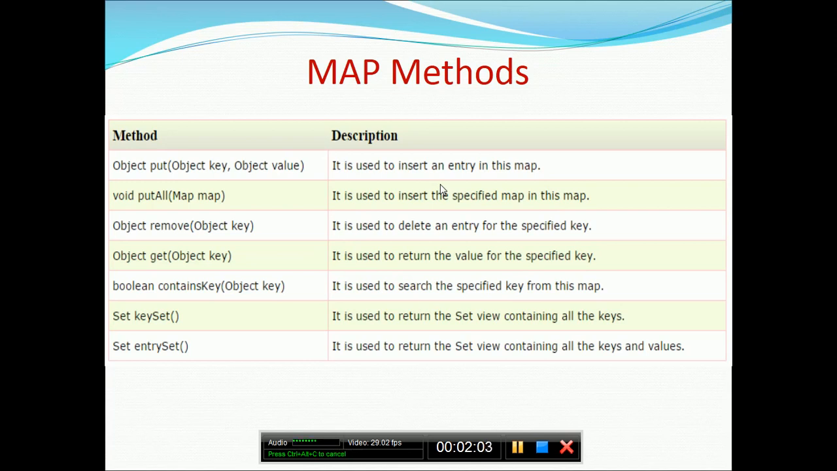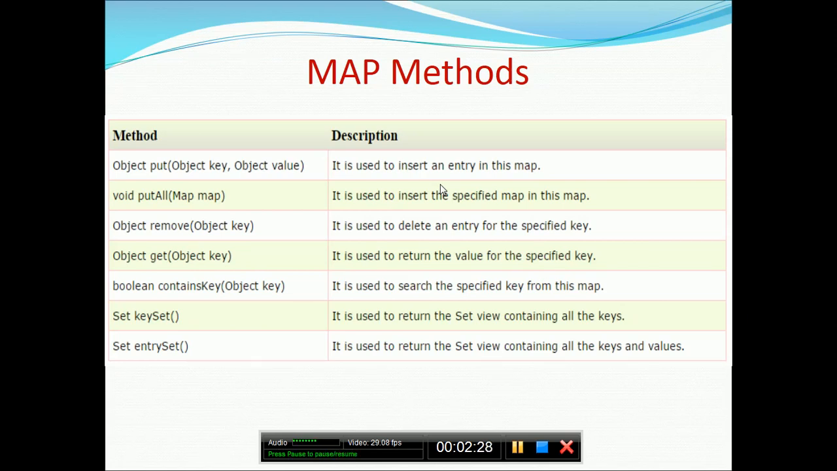Next is the remove method. It is used to delete an entry for the specified key. Means if you specify a key, that entry will be deleted upon matching with that particular key. If you want to remove, this remove method is useful. Next is get. It is used to return the value for the specified key. Means if you specify a key, it will return the value corresponding to that particular key.